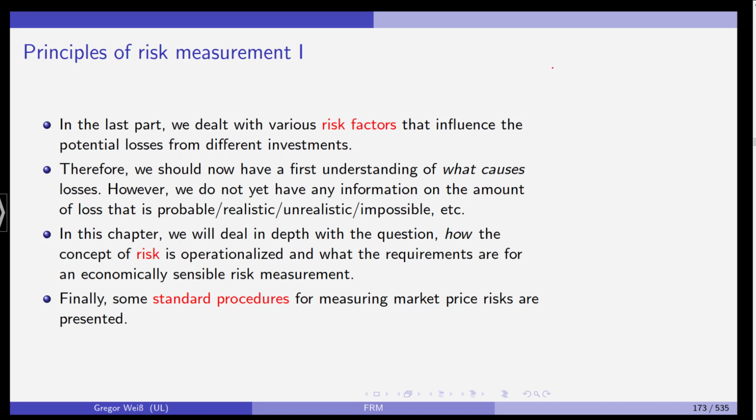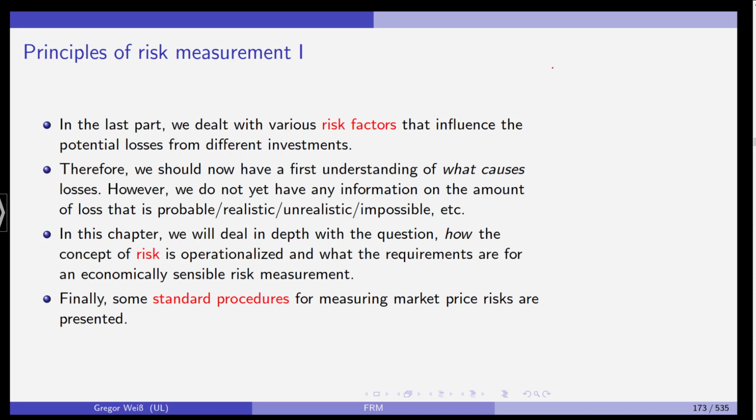So, in the last part, we've seen a number of risk factors, elementary risk factors like inflation, interest rates, but also prices. All these risk factors come into play, and they are included in a risk mapping that, as a result, provides us with a loss distribution. So we now have a first understanding of what causes risk, in the sense that it is elementary risk factors that usually we cannot influence that drive risk, but we do not have any information on how probable a loss is, or how high these losses can be.